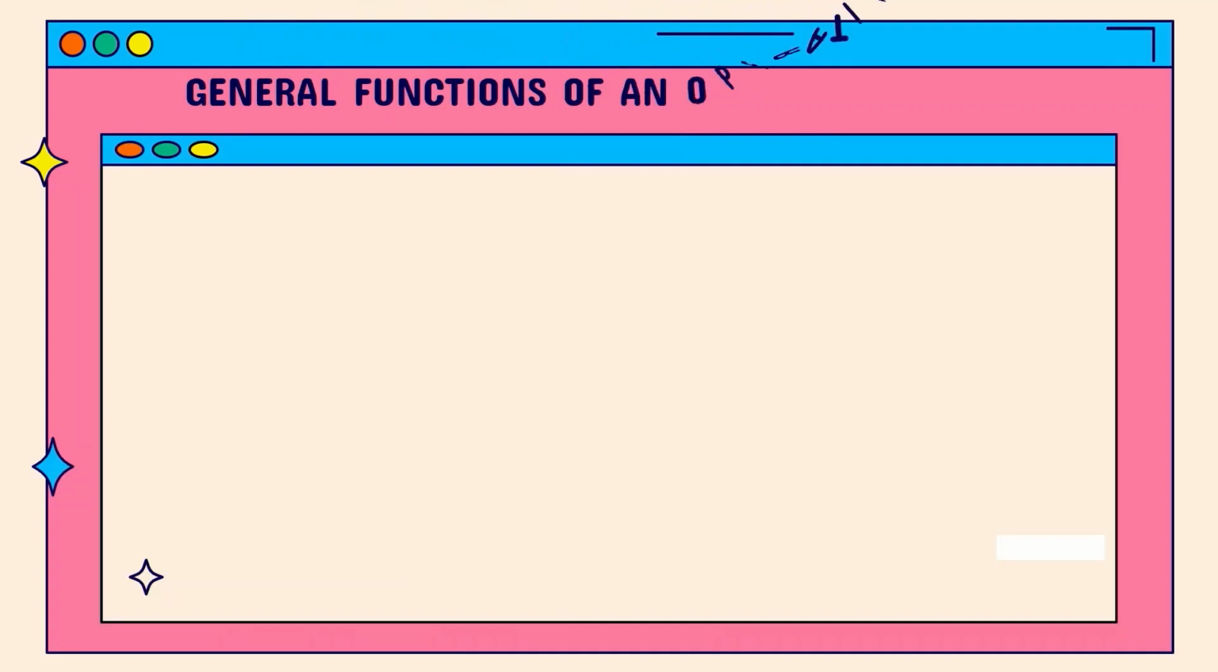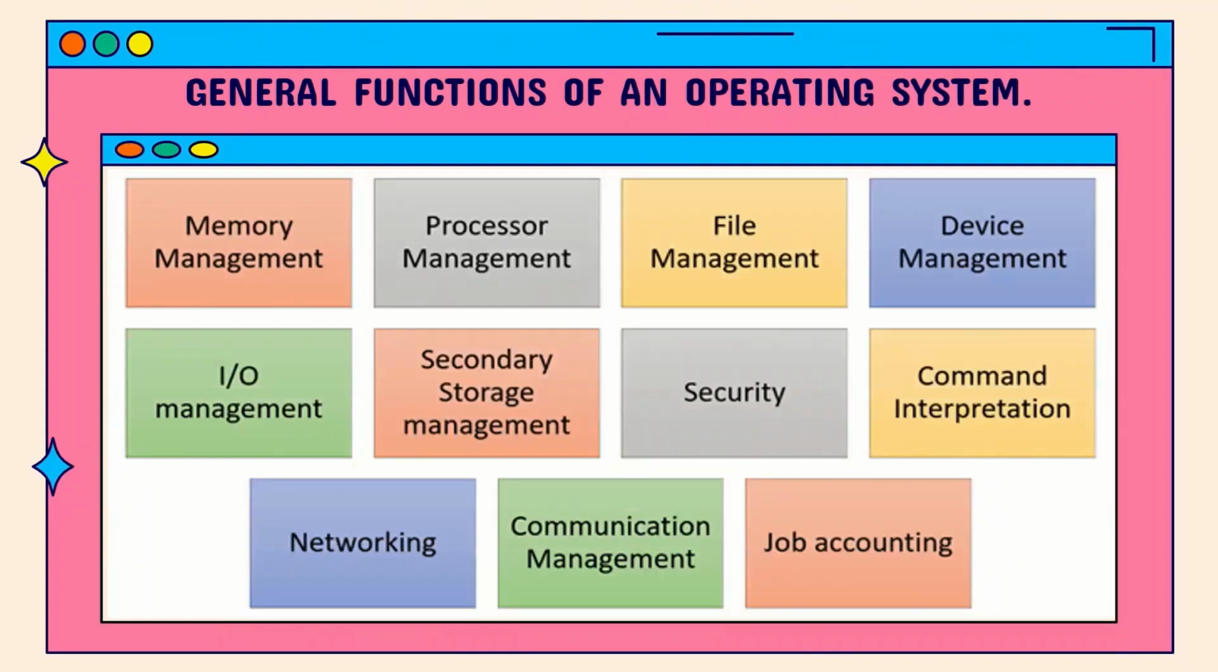So what does an OS do? What are its general functions? Some general functions of an OS are memory management, process management, file management, device management, input-output management, secondary storage management, security, command interpretation, networking, communication management, job accounting, and so on.